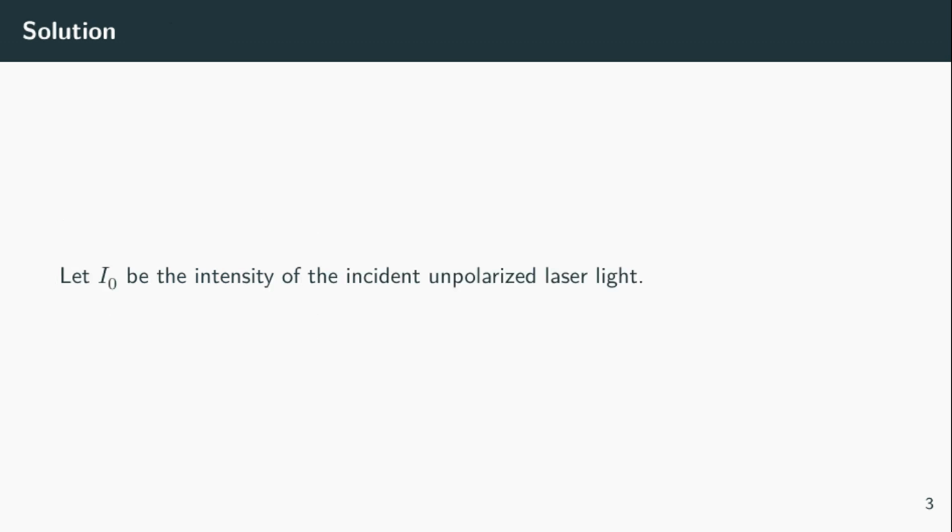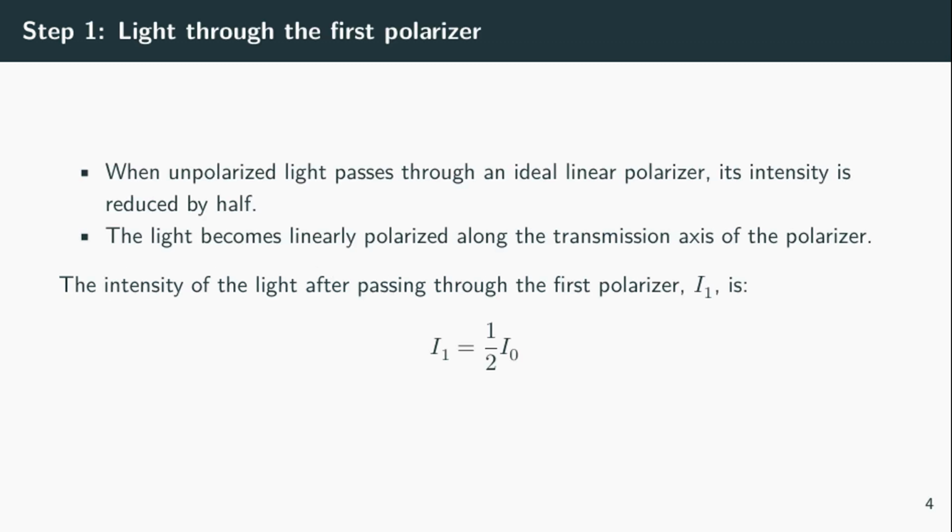To solve this, let's start by defining our terms. We let I0 be the intensity of the light before it hits any polarizers, meaning the intensity of that initial unpolarized laser light. Okay, so for step 1, let's think about what happens when the light goes through the first polarizer. When unpolarized light, like our laser light, passes through an ideal linear polarizer, its intensity is cut in half. It essentially blocks out half of the oscillations.